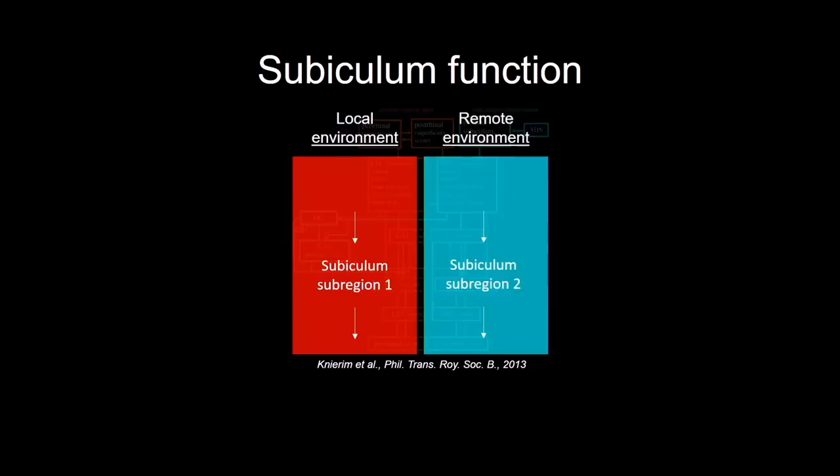Jim has proposed, based upon a combination of anatomy as well as in vivo recordings, that there can be two streams of information that flow through the hippocampus. One stream of information is involved in representing elements of the local environment. The other stream of information is involved in representing elements of the distal or more global environment. Within the context of this conceptual model, different subregions of the subiculum are differentially involved in processing this local and remote environment.